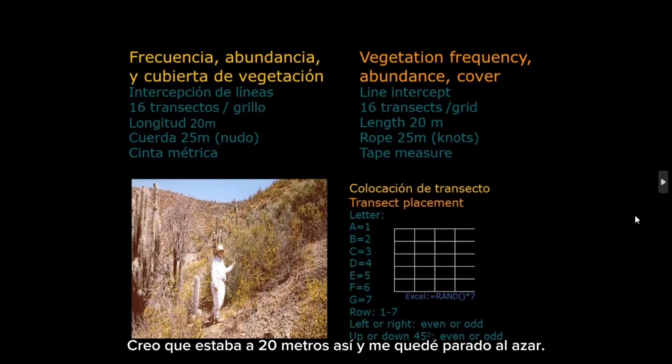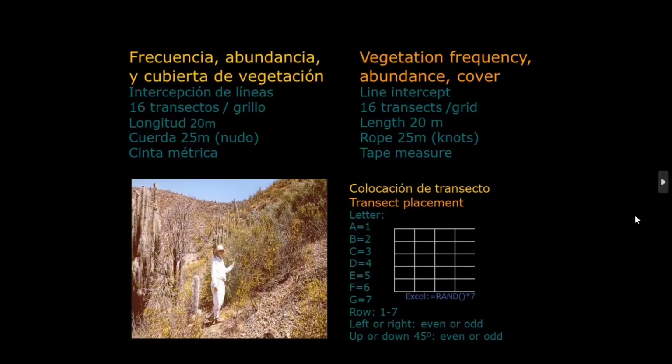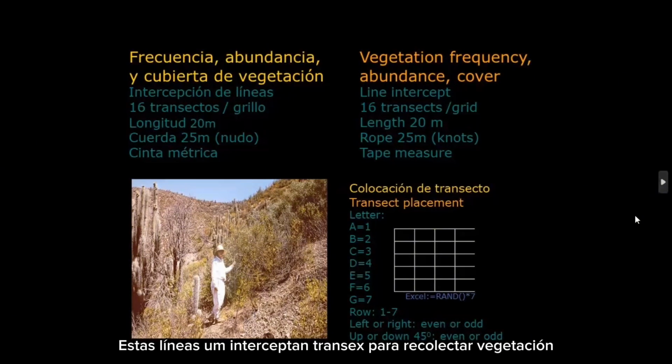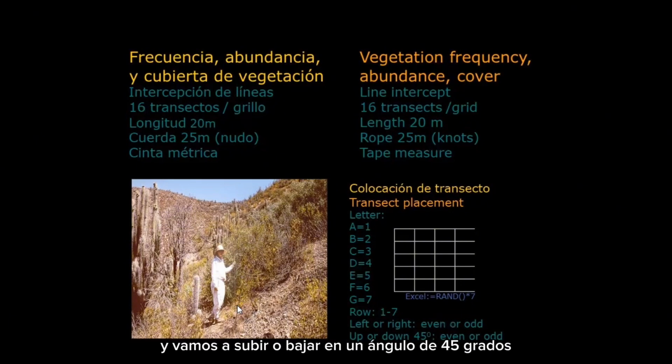We randomly selected, for our grids, where we were going to place these line intercept transects to collect vegetation. We did 16 of them in this grid. I'm standing here at the pole with the cord hanging onto it at our starting point. We choose which row, go left or right to that row, and go up or down at a 45-degree angle. We did this to match a prior study.